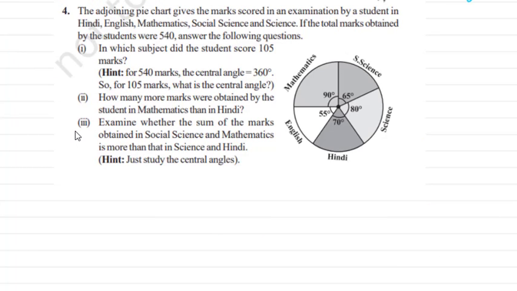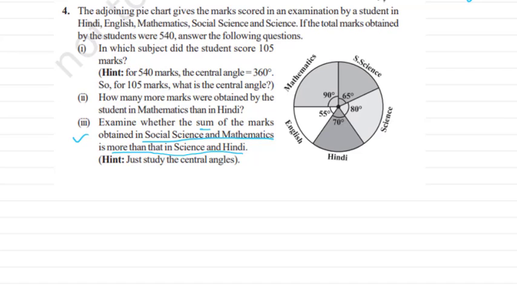Now look at the third part. In the third part, we have: examine whether the sum of the marks obtained in social science and maths is more than that in science and Hindi. We have to tell in which the sum of marks is greater, in social science and maths or in science and Hindi. Here you don't have to calculate the marks separately. You can just compare the angles.